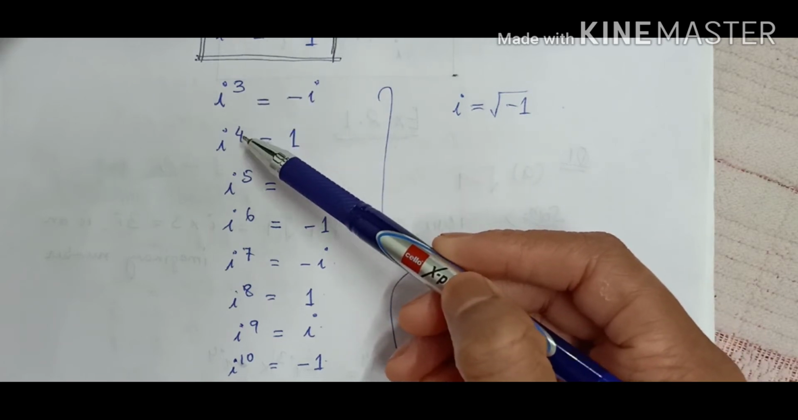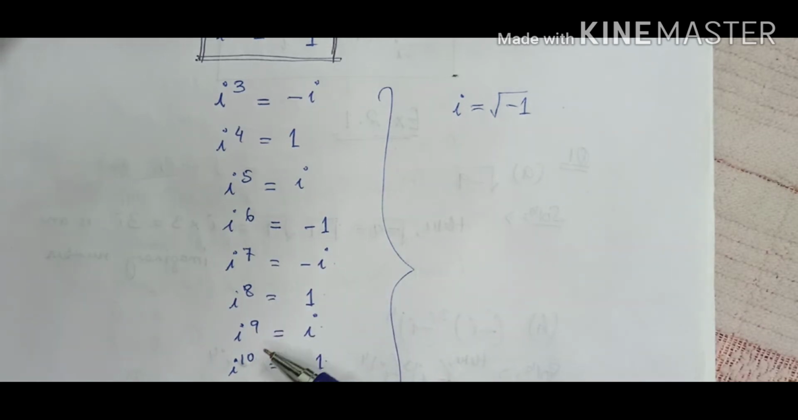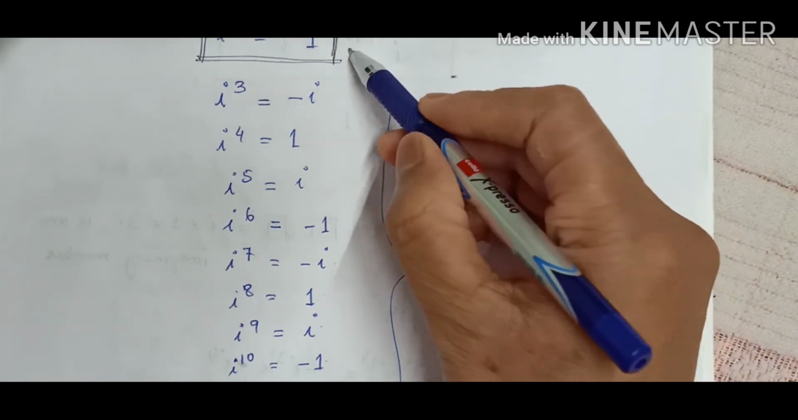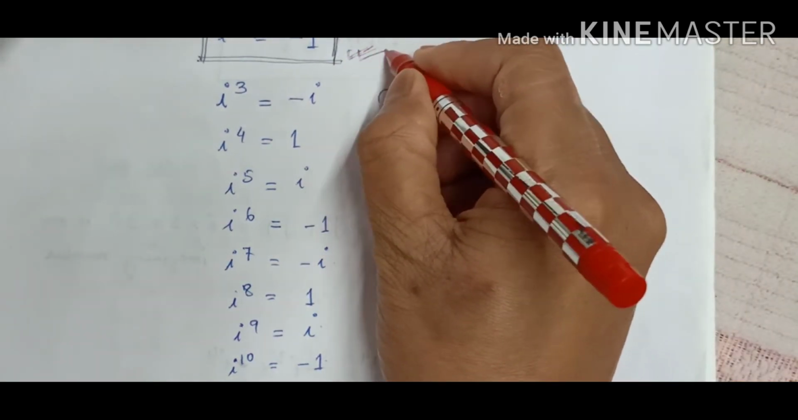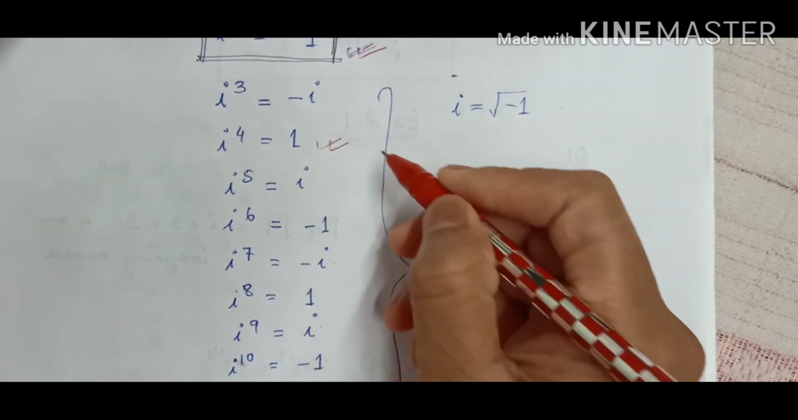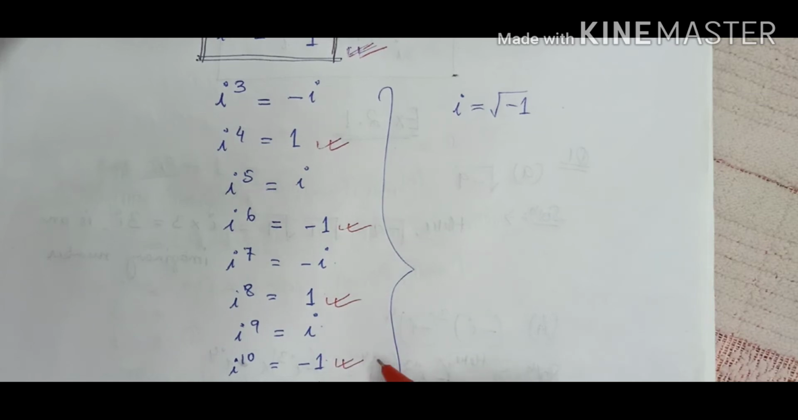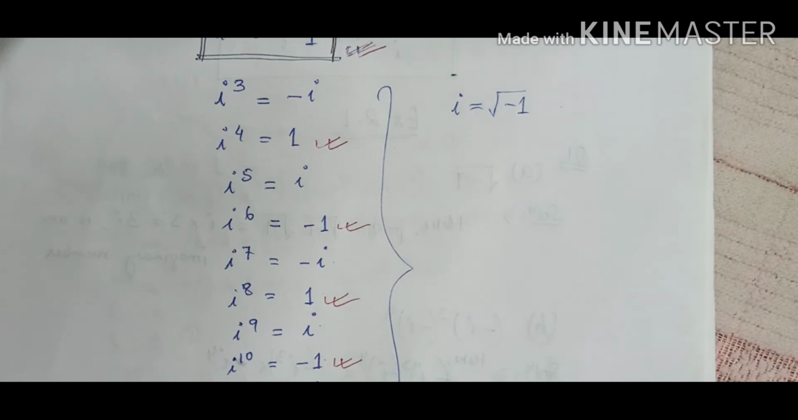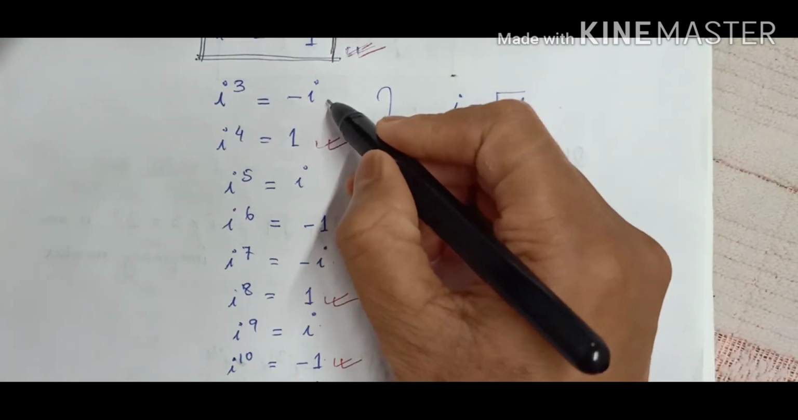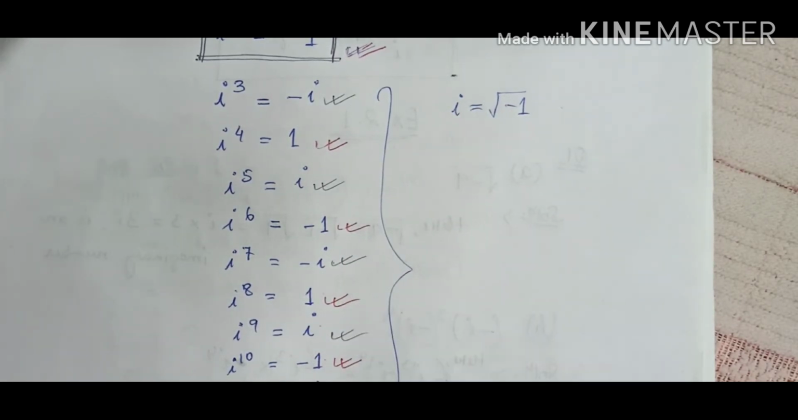4, 6, 8, 10, we are having all 1. Wherever there are even numbers, we are getting 1, minus 1, 1, minus 1, like that. Okay, and wherever we are getting odd numbers, we are getting minus i, minus i, minus i.